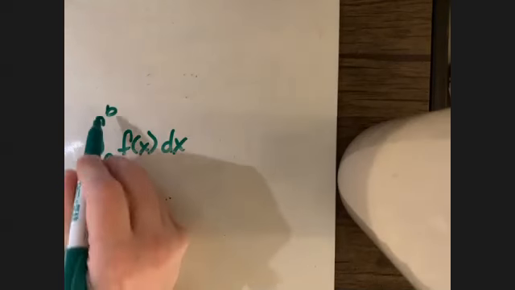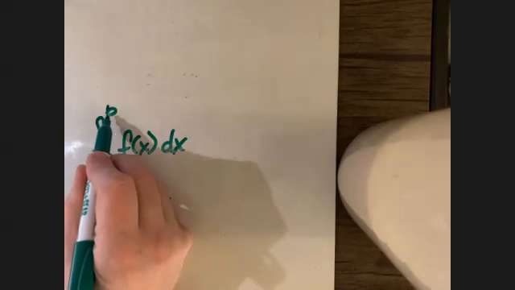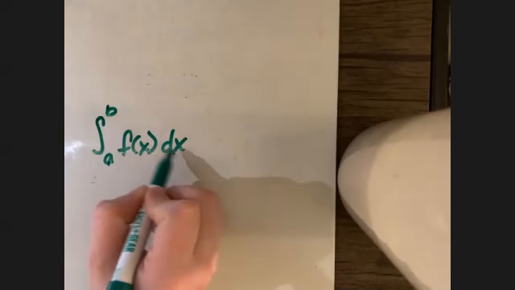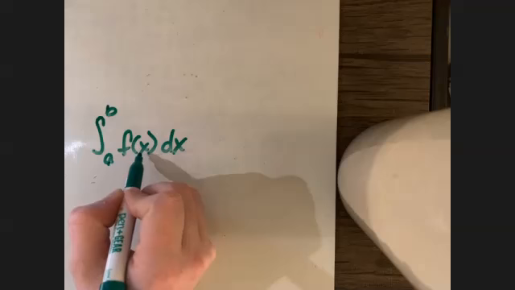We are going to go from A to B. A does need to be lower than B. This is our function, and then this is the variable that we're taking the integration with respect to.